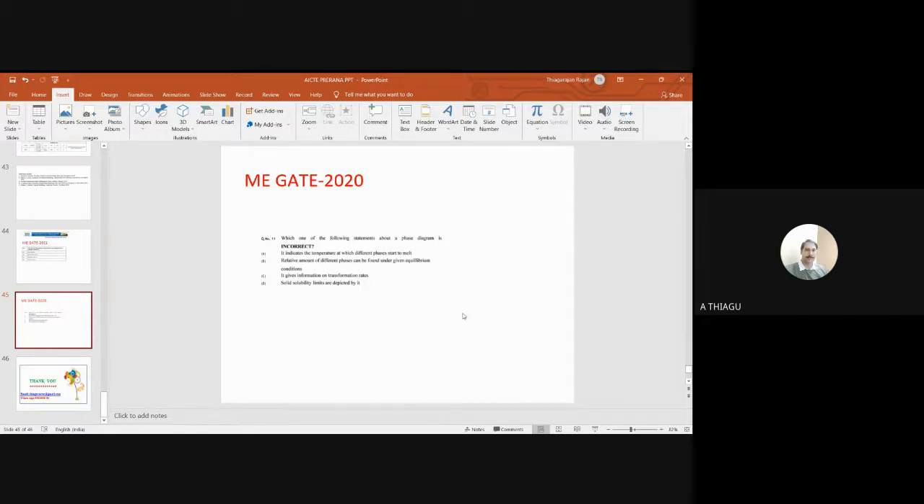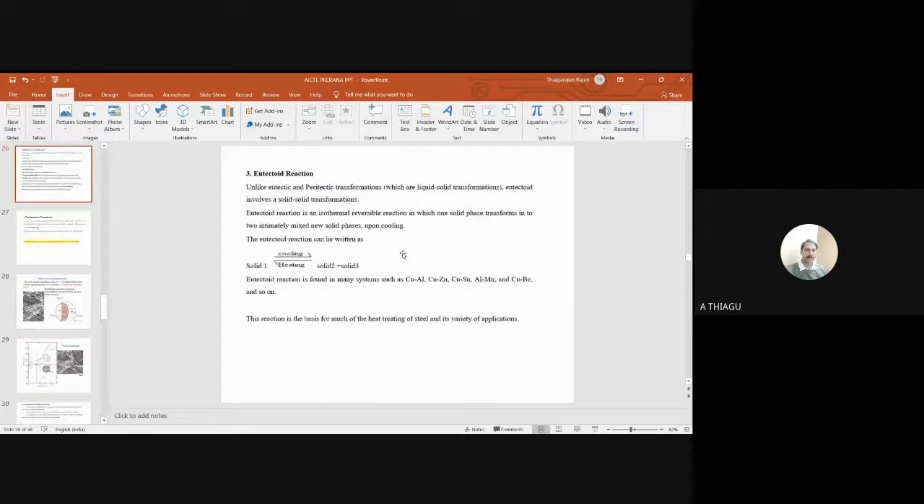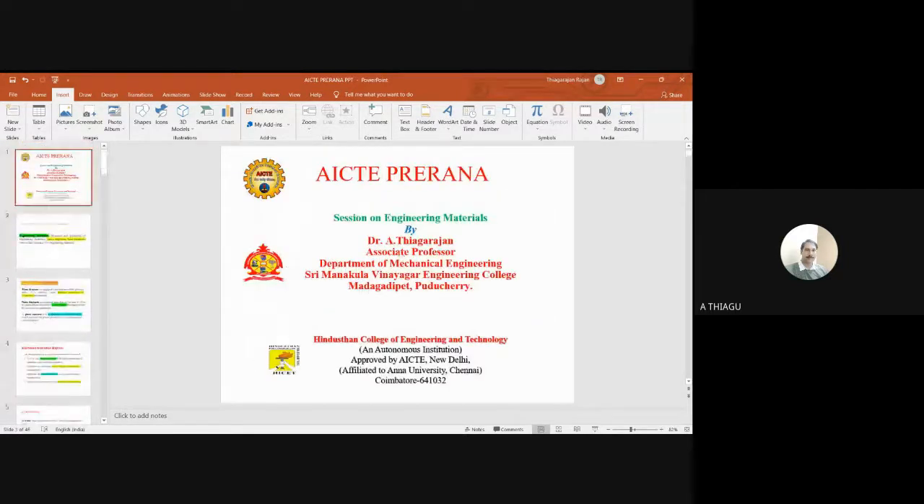Okay, so this is the first module I planned regarding the phase diagram. Next module is the next content regarding the heat treatment process. It's very simple and very easy to understand. So with your permission, I can go for the next module.